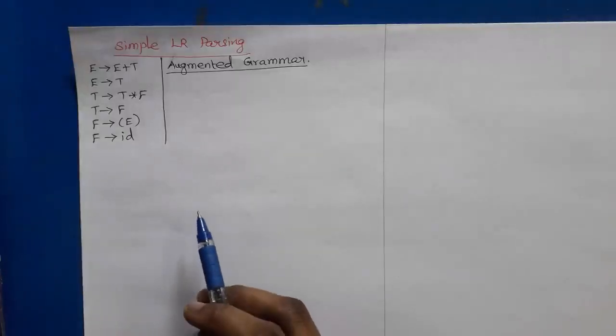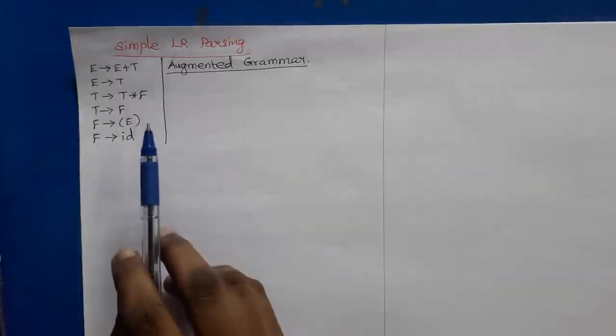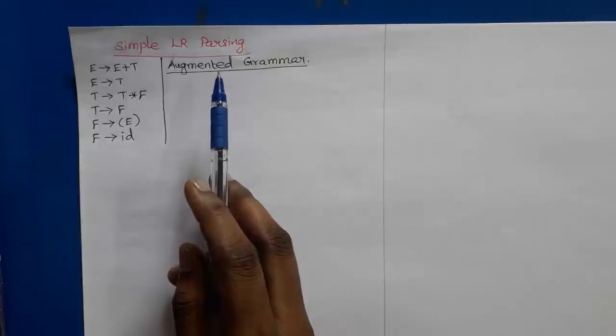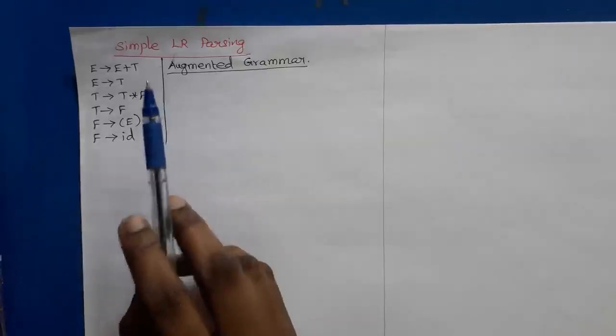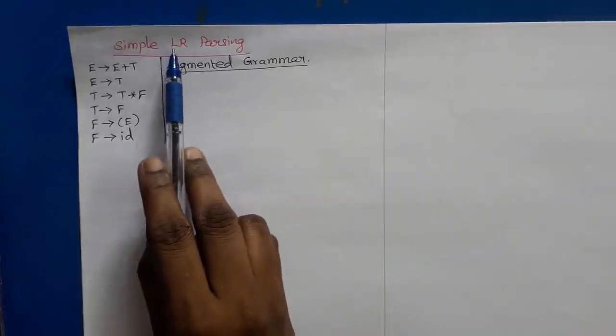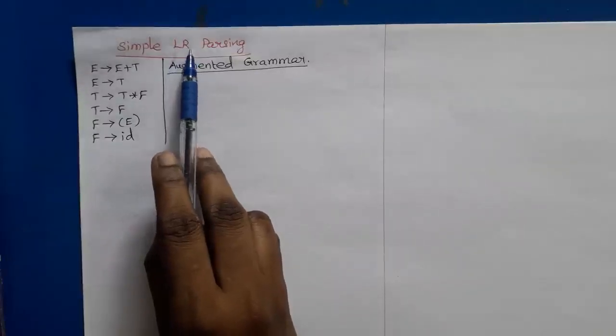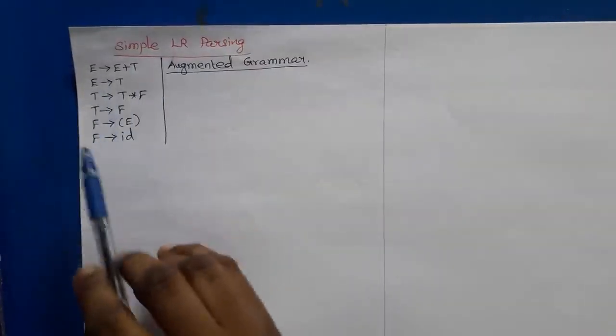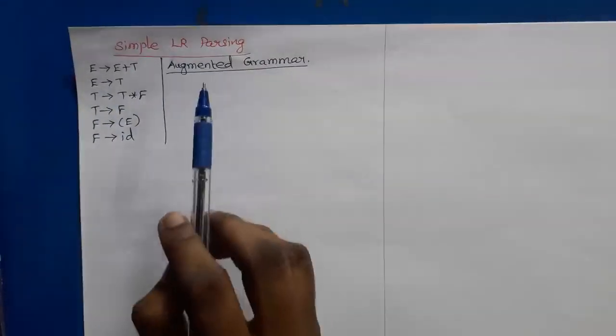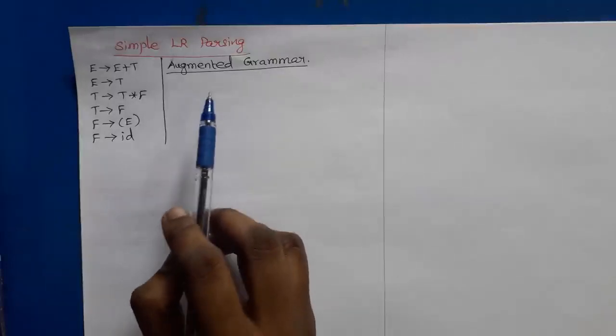Hello all, in this video we are going to discuss the simple LR parser, or SLR parser. It's a bottom-up parsing technique, where L stands for scanning the input from left to right and R means producing the rightmost derivation in reverse order. Consider this grammar. The first step is to find the augmented grammar.